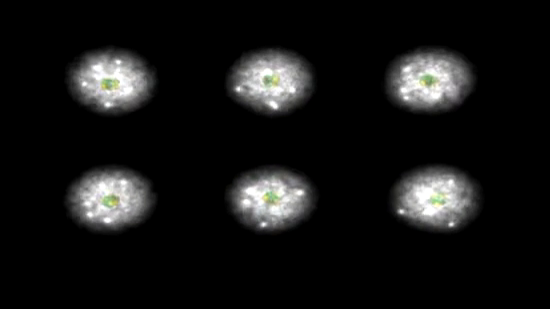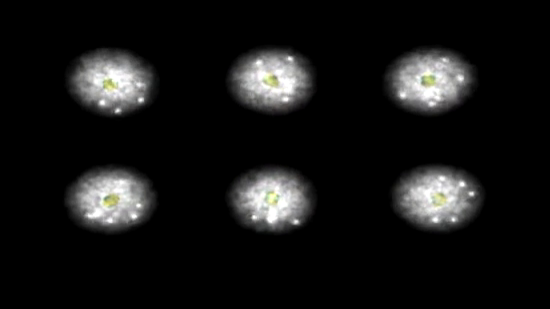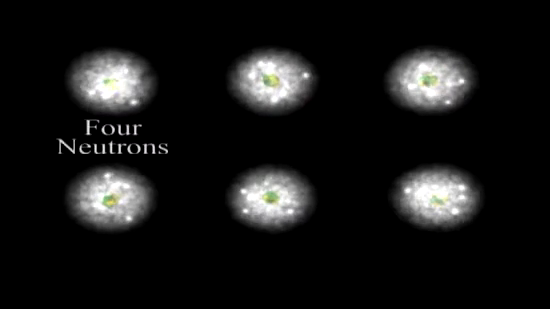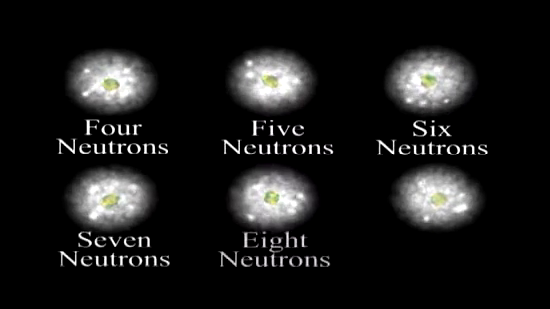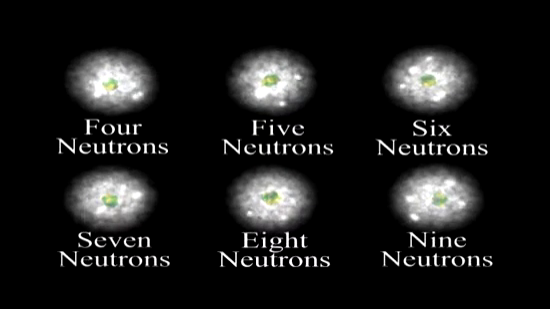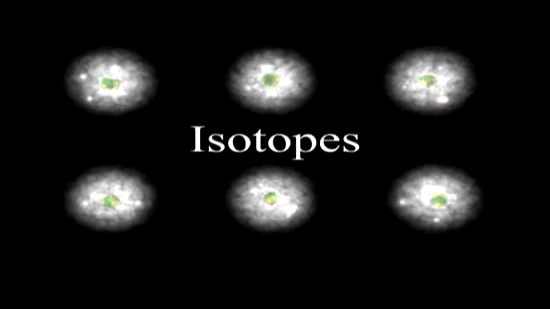While every atom of a given element has the same number of protons, the number of neutrons contained in the nucleus of atoms of the same element can vary. For example, carbon atoms can have 4, 5, 6, 7, 8, or 9 neutrons. Each of these different forms of carbon is referred to as an isotope.